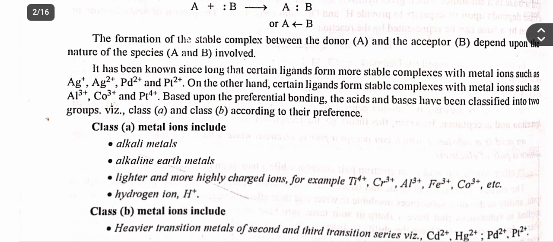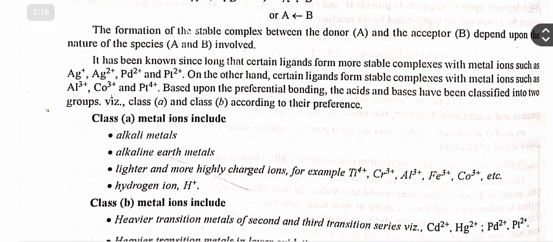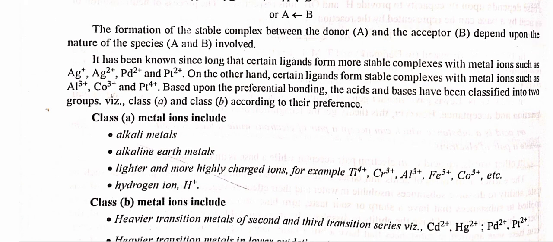The formation of the stable complex between the donor A and the acceptor B depends upon the nature of the species A and B involved. It has been known since long that certain ligands form more stable complexes with metal ions such as Ag+, Ag2+, Pd2+, and Pd2+. On the other hand, certain ligands form stable complexes with metal ions such as Al3+, cobalt 3+, platinum 4+. Based upon the preferential bonding, the acids and bases have been classified into two groups, class A and class B, according to their preference.